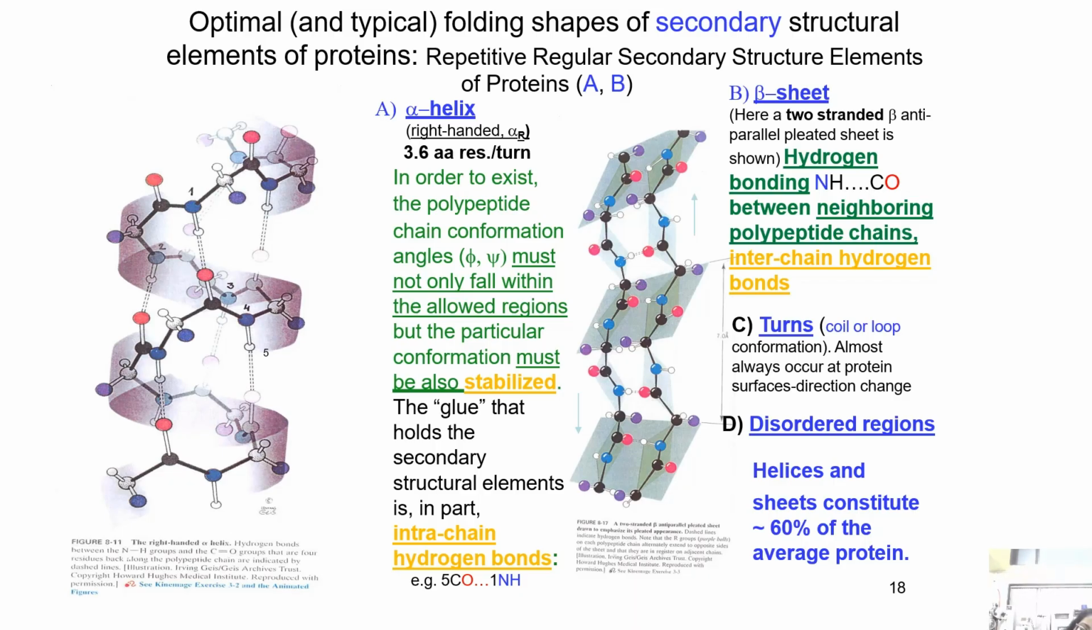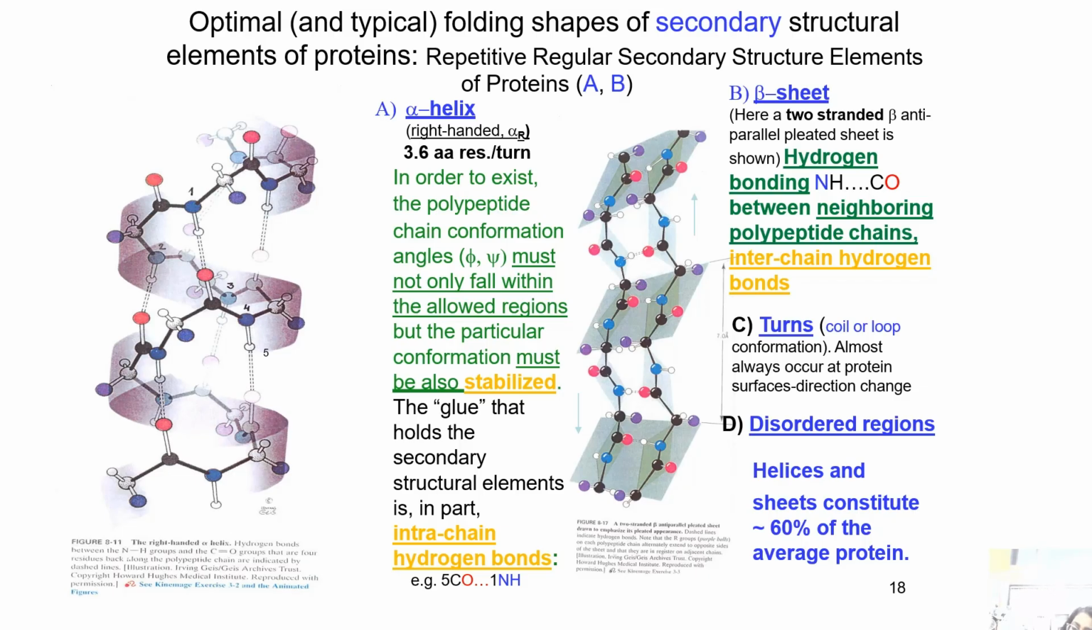So in case of alpha helix, the glue that holds secondary structure elements is in part intrachain hydrogen bonds. Whereas in case of beta sheets, here are two stranded antiparallel beta sheets, as known, hydrogen bonding N-H to C=O between neighboring polypeptide chains, interchain hydrogen bonds.